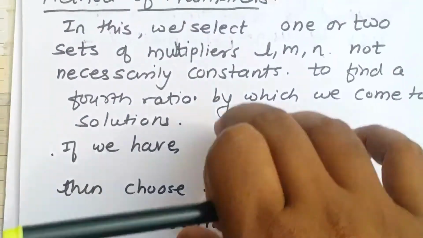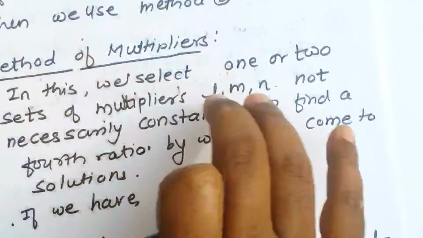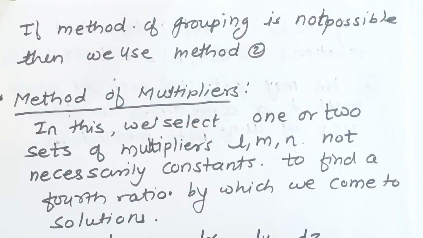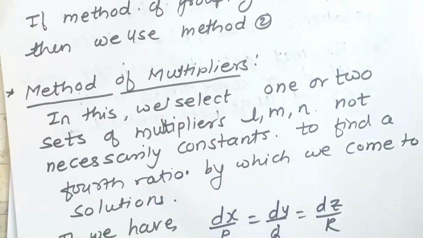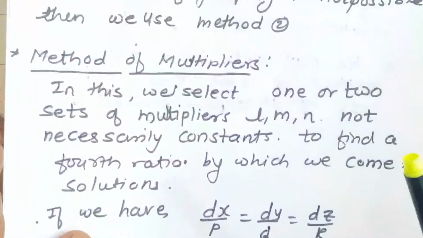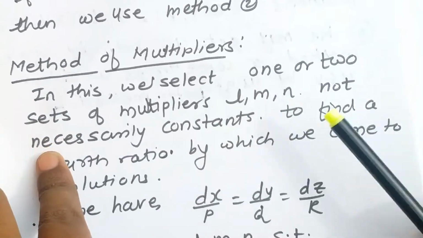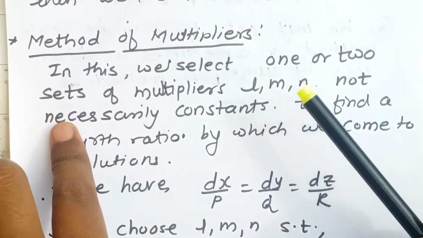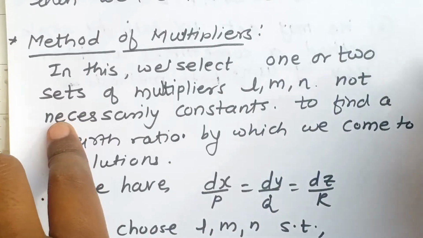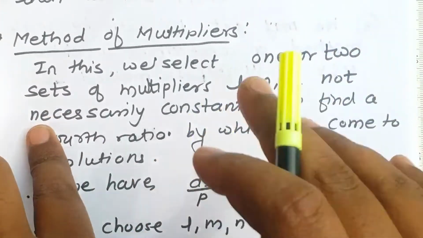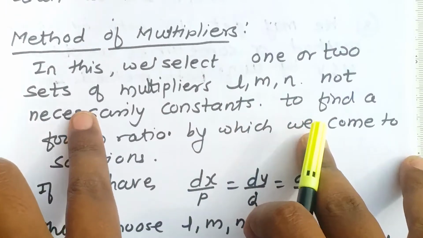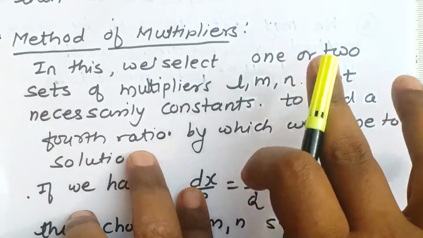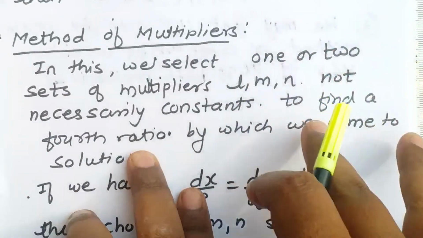If the method of grouping fails, if the method of grouping is not applicable, then we use method number 2, called the method of multipliers. Now what does this method tell? In this method we select one or two sets of multipliers depending upon the requirement. Okay, sets of multipliers we are selecting here, and this choice is totally ours. We need to choose them. Okay, L comma M comma N, not necessarily constants. It is not that they will be constant, they may be in terms of x, y, z also. Fine.